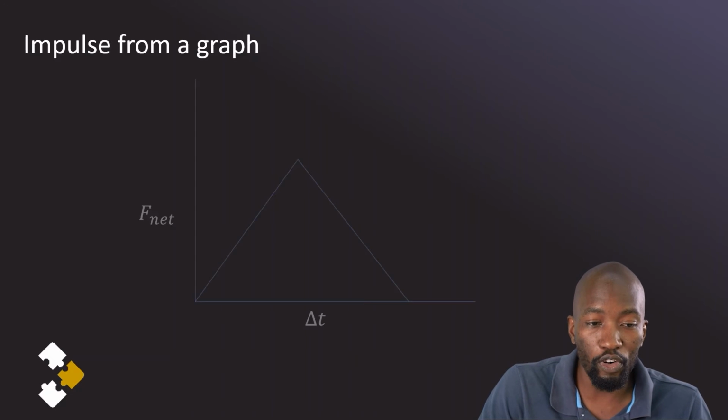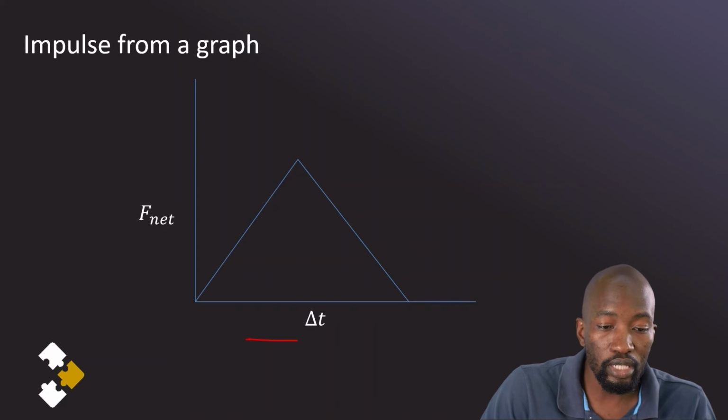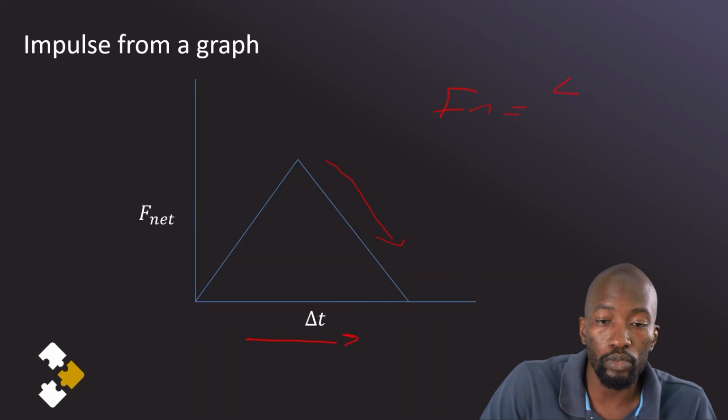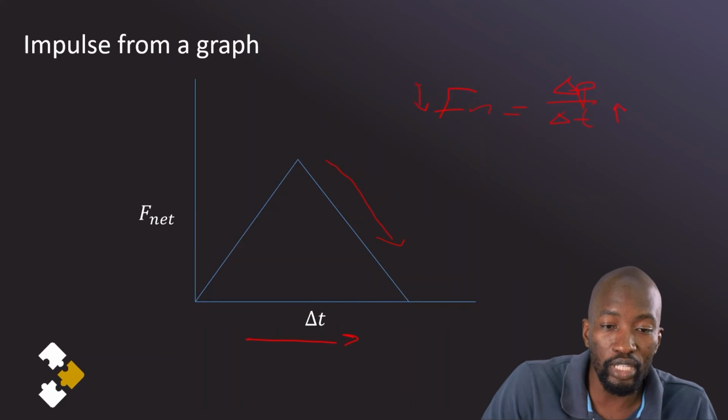Now let's look at impulse from a graph. As time goes to the right like that, the F net increases until a certain point where it now just comes down like that. It just means as we increase time, eventually we're going to make F net smaller. Remember, we have F net is equal to change in p over the change in time. So as we increase the time, what are we doing to F net? We're decreasing it because they are inversely proportional.